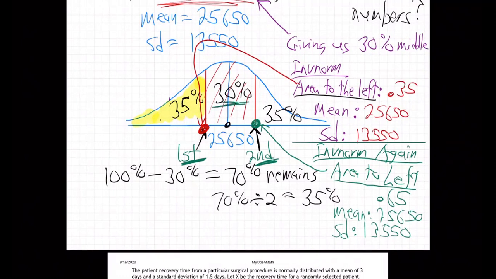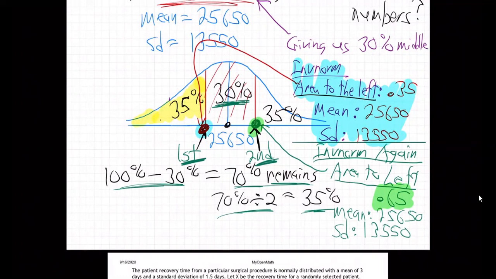If you had to put the 30% in the middle, that's what they told me, and then I had to subtract from 100, 70% remain, divide by 2, 35% for each of those sections, and then I had to do the inverse norm twice, right? So first time here, I did inverse norm, and the area to the left was 0.35, and then I had to do inverse norm again the second time to find this spot. So we had the two different times. The second time I used 0.65 as the area to the left of the second spot. And so that's how we do that.